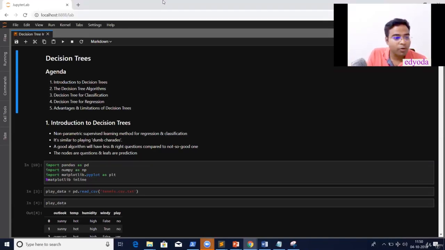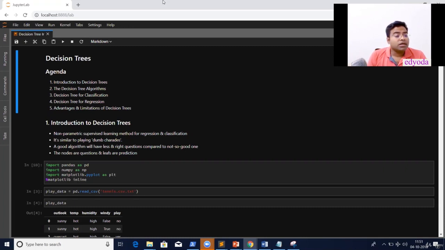Today we'll be discussing decision trees. The agenda for today's discussion is: introduction to decision trees, the decision tree algorithm, understanding what happens mathematically in it, understanding how decision trees can be used for classification, how decision trees can be used for regression, and advantages and limitations of decision trees. Let's first get started with the introduction to decision trees.